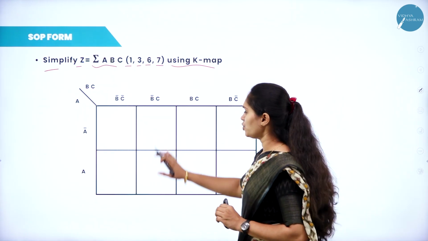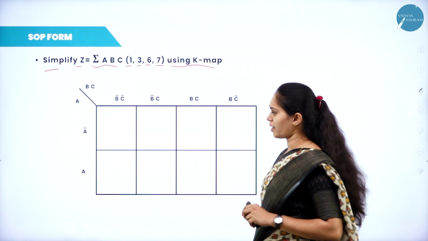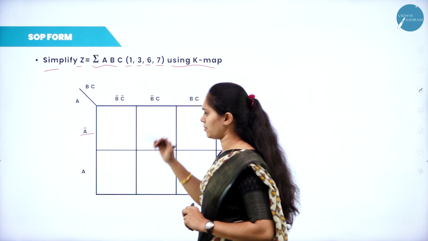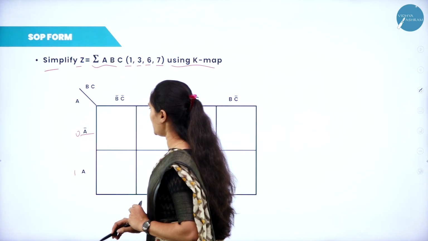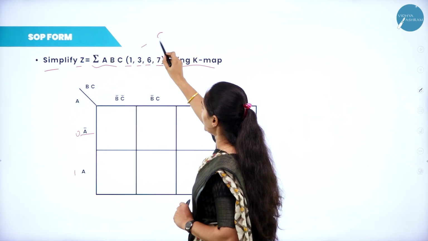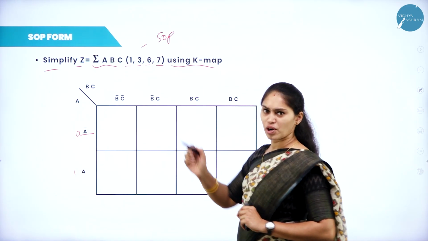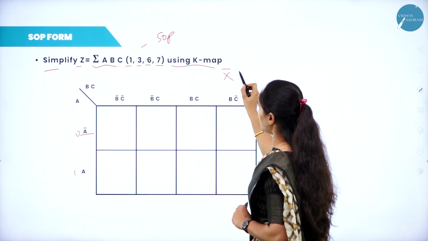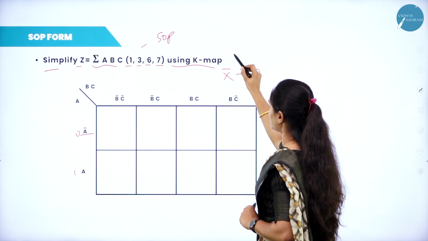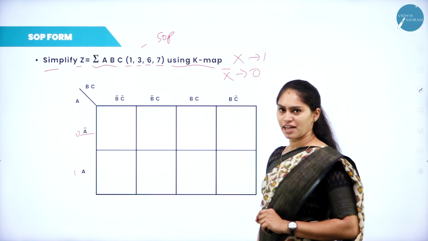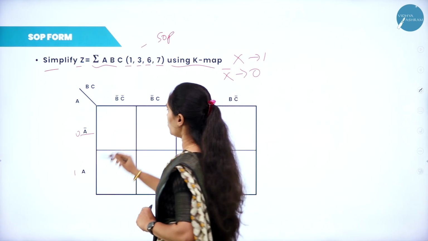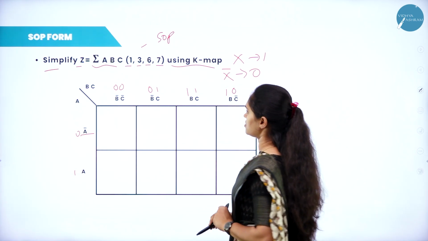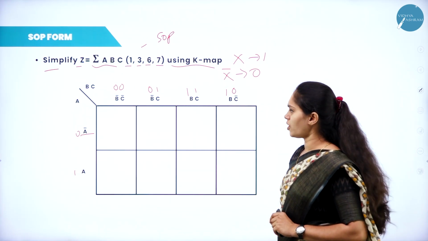That includes 2 rows and 4 columns. So I am going to consider A as a row, and B and C as column variables. So it will be 0, 1. We are following SOP, that is sum of product. So wherever we have X bar, wherever we have a complement, that needs to be 0. Wherever we have a normal variable, that needs to be 1. So 0, 0, 0, 1, 1, 1, 1, 0. This is the reflective format.